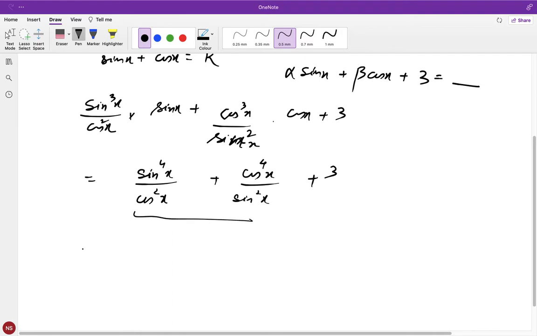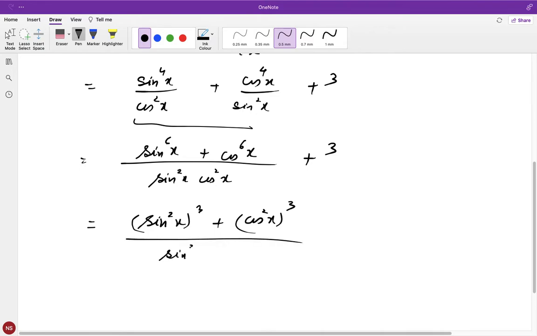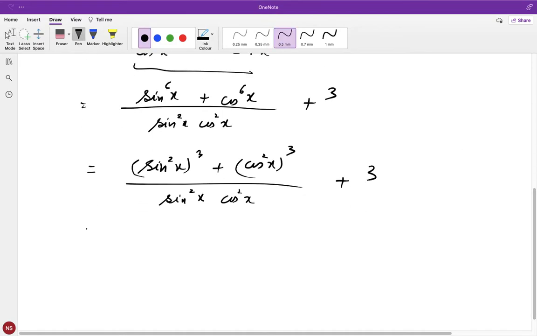Now I want to take an LCM over here, so I will get sine square x cos square x, sine raised to the power 6 x plus cos raised to the power 6 x plus 3. Now I want to write it in this way: sine square x cube plus cos square x cube by sine square x cos square x. Why do I write it as sine square cube and not sine cube square? Because we know that sine square plus cos square equals 1, and I want to make use of that. That is why I have done it.